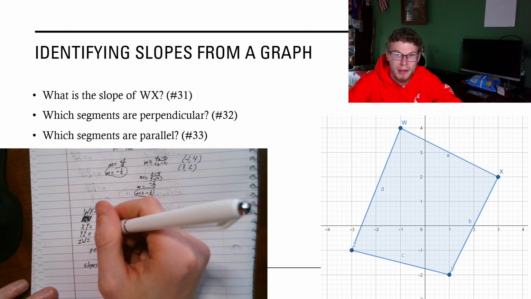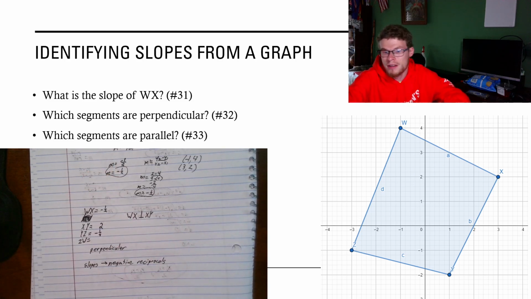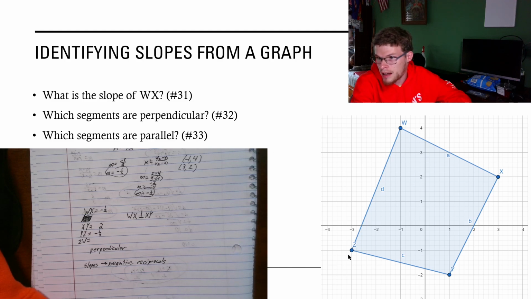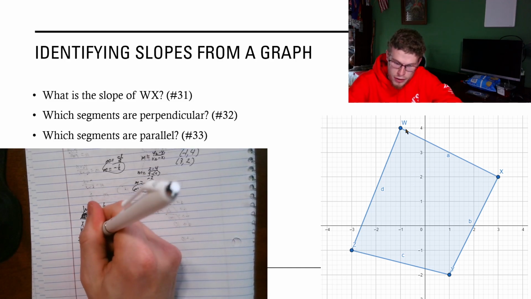That's not the negative reciprocal, and that's not the same slope as any of these. So that one's unique, its own thing. Now Z to W, you go up 1, 2, 3, 4, 5 over 2. The slope here is 5 over 2.